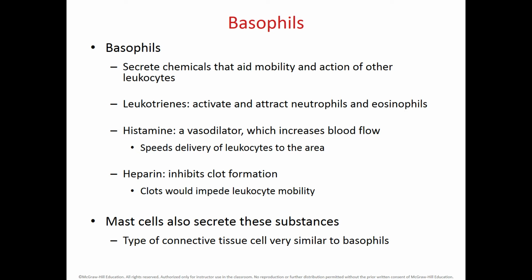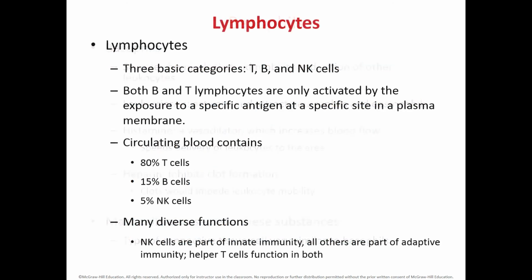Now the mast cells also secrete, besides the histamine, leukotrienes, and heparin, other substances that are important to activate the basophils. So the mast cell is a type of connective tissue cell that is located in these connective tissues but acts similarly to the basophils.